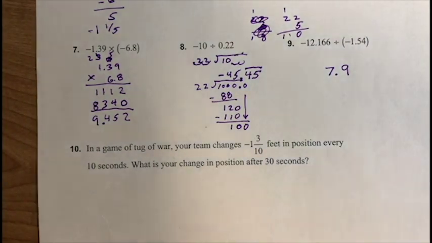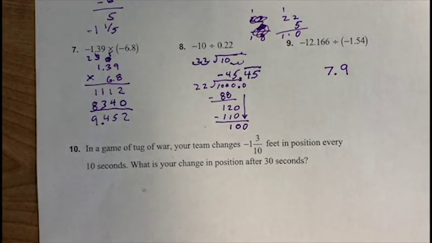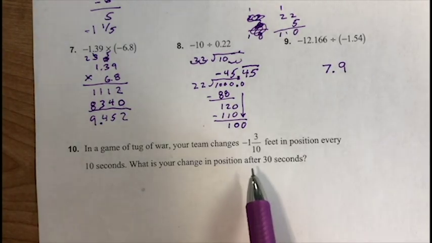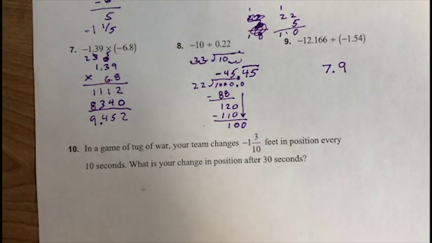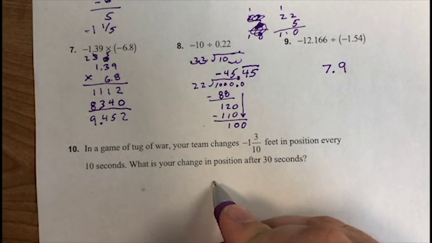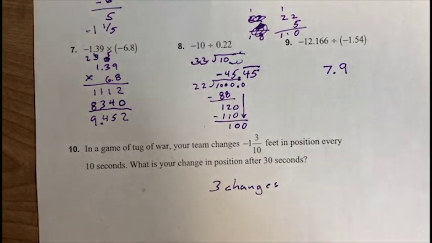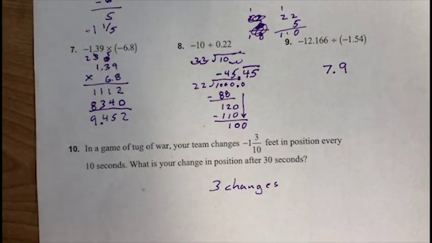And for 10, it says, in a game of tug of war, your team changes -1 3/10 feet in position every 10 seconds. What is your change of position after 30 seconds? Well, I'm going to give you a little bit of a hint here. If you're changing every 10 seconds, and you change for a total of 30, how many times did you change? Well, you changed 3 times. So if you know you have 3 changes and each one is this, well, what do you do? All right, so I'm going to leave that one to you.